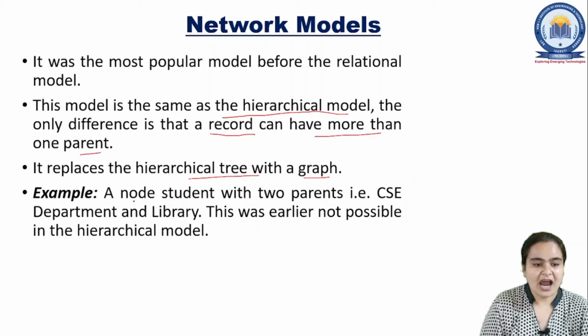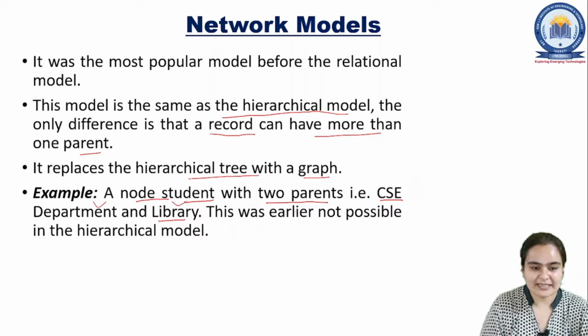For example, a data node that is a student with two parents, that is the CSE department and the library department. We have two different departments. One is an educational department, the second one is a library, which is common to all the departments in our college. So we can have two parents for this student. This student is related to the CSE department as well as the library, which is common to all. This was not earlier possible in the hierarchical model, which has only one root and several children, but we don't have several parents for that student.